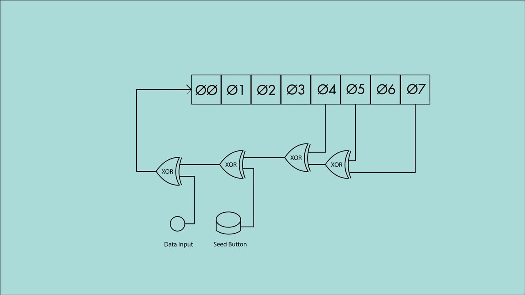On screen, you can see the order of the data stream and which parts are XORed with each other. You may think that the seed button will always move a high state into the first stage of the shift register, but since it's XORed with the other data sources, it may move a high or low state into the first stage. Either way, it's still moving new information into the data stream.